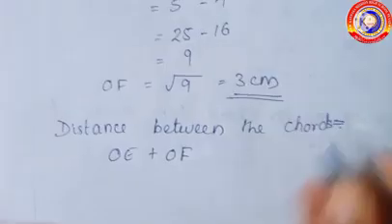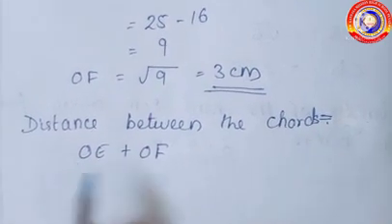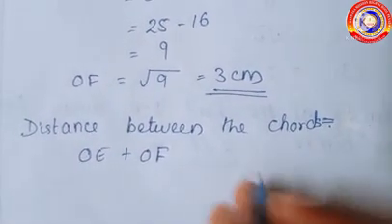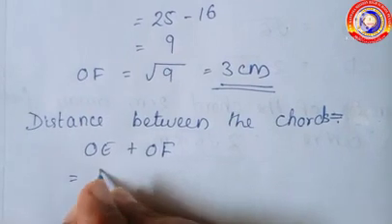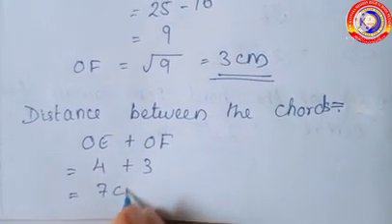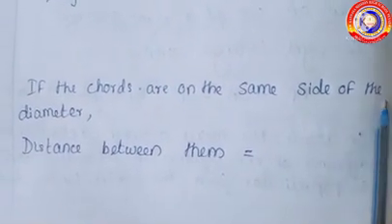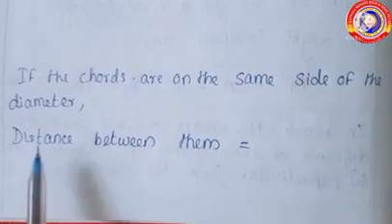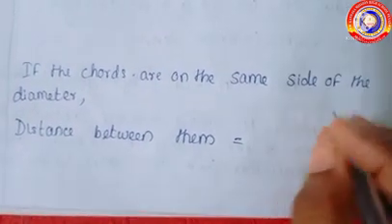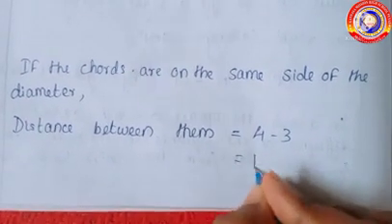So the distance between the chords, that is OE plus OF, is equal to 4 plus 3, which is equal to 7 centimeter. If the chords are on the same side of the diameter, then distance between them is equal to 4 minus 3, that is equal to 1 centimeter.